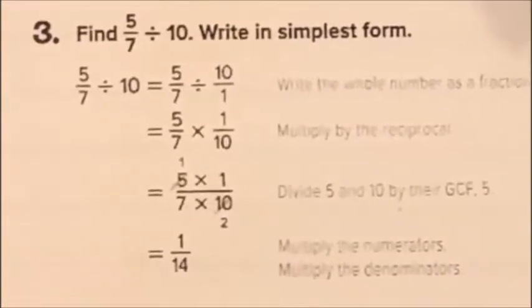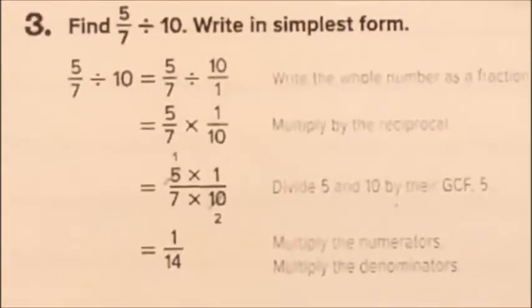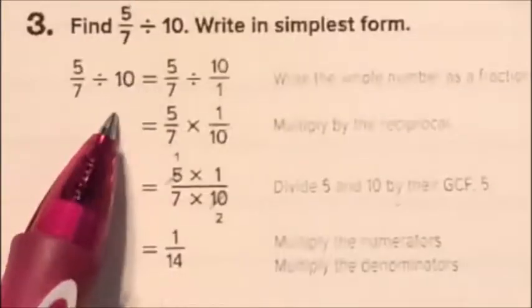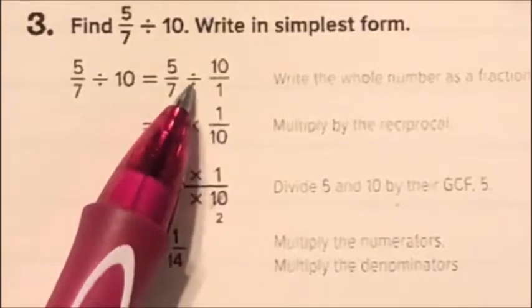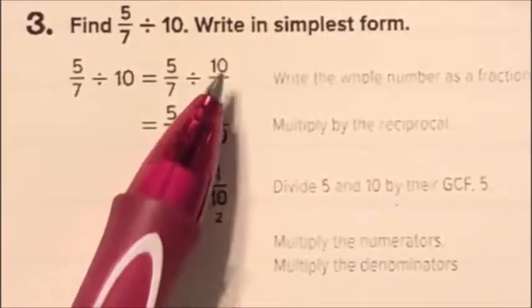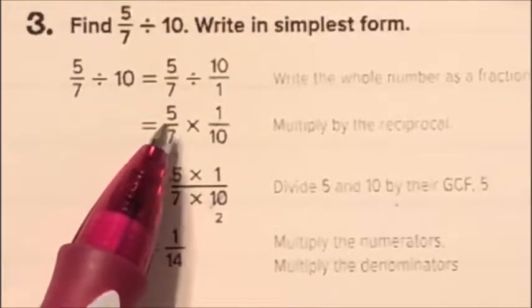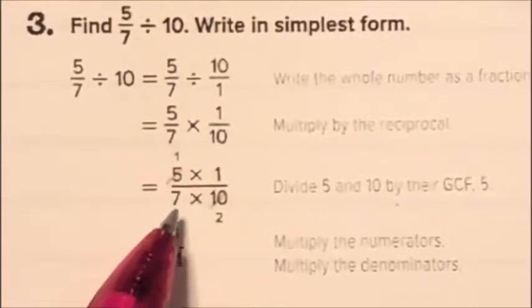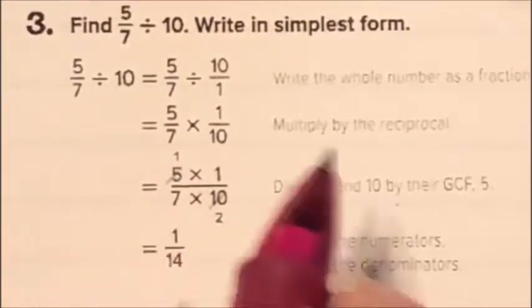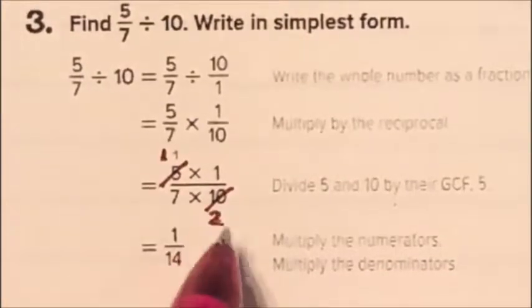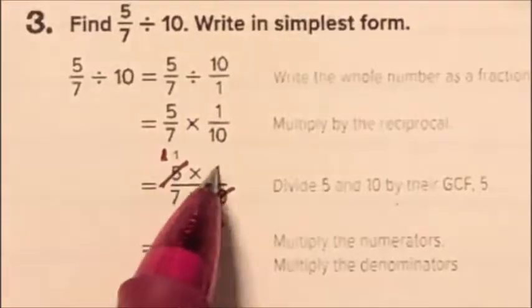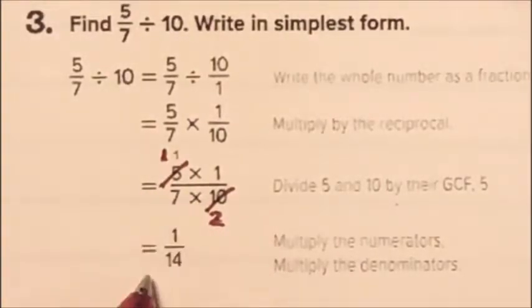Number 3 says find 5/7 divided by 10, write in simplest form. I'm going to write 10 as a fraction, 10/1. I keep my first, change my division to multiplication, flip my second fraction. 5 times 1, and then I can cross simplify. 5 and 10, so I get 1 and 2. 1 times 1 is 1. 7 times 2 is 14. So when I simplify this, I get 1/14.